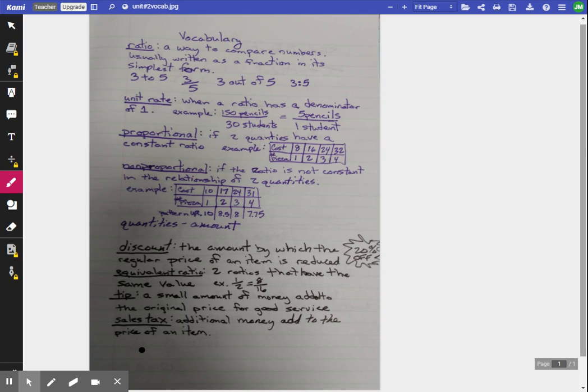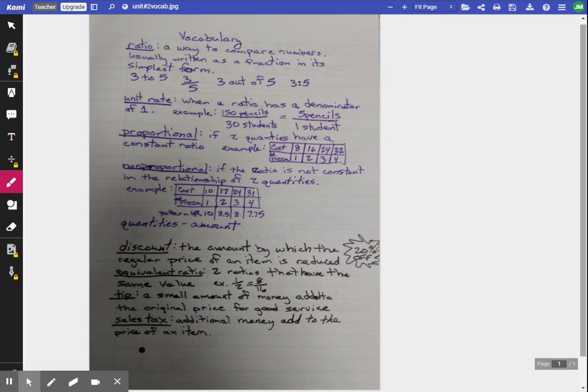When a ratio has a denominator of 1, an example would be if you were given a scenario where you had 150 pencils, you want to divide them equally among 30 students. You would simply find the unit rate by dividing the total number of pencils by the number of students that you have, and then you would end up with an equivalent ratio there with a unit rate of 1 student, 5 pencils to 1 student.